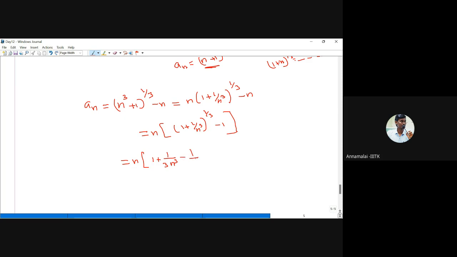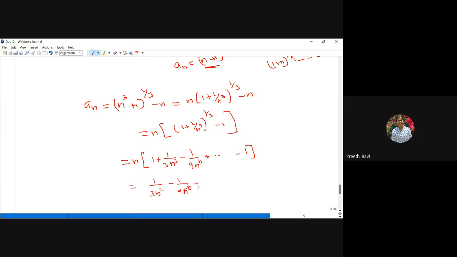One by 9n power 6 plus and so on, minus this one, and this one cancel. If you multiply n inside, we get 1 by 3n square minus 1 by 9n power 5.